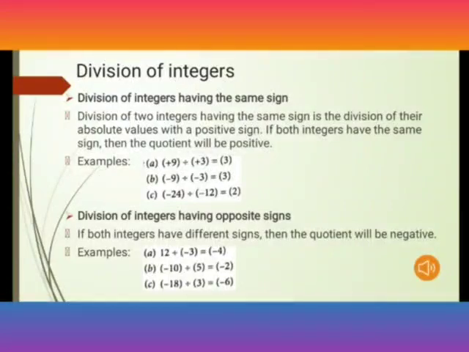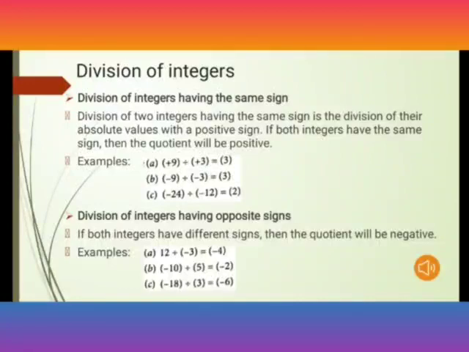Now the next point, division of integers having opposite signs. If both the integers have different signs, the quotient will be negative. As you can see, 12 divided by minus 3, the answer will be minus 4. Minus 10 divided by 5, the answer will be minus 2. Minus 18 divided by 3, and the answer will be minus 6.